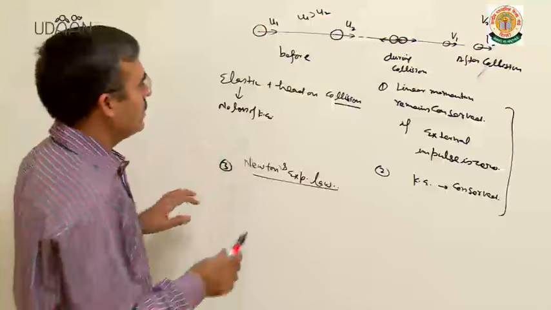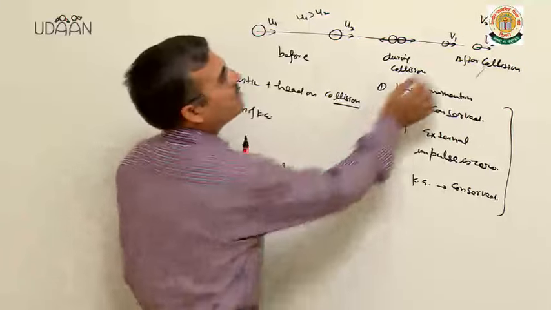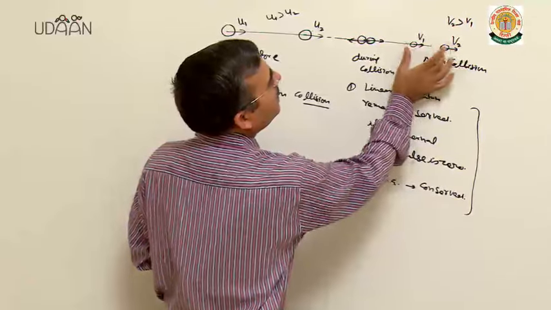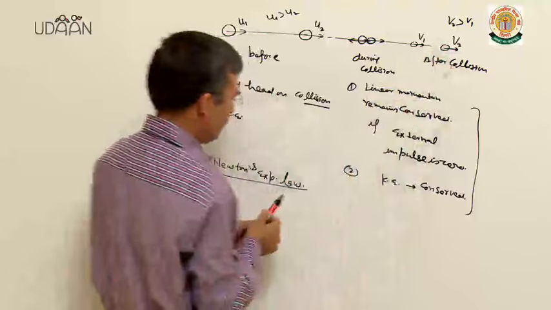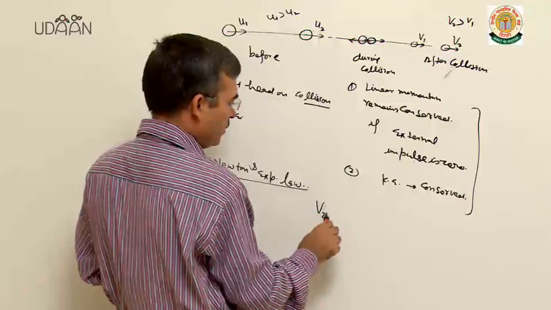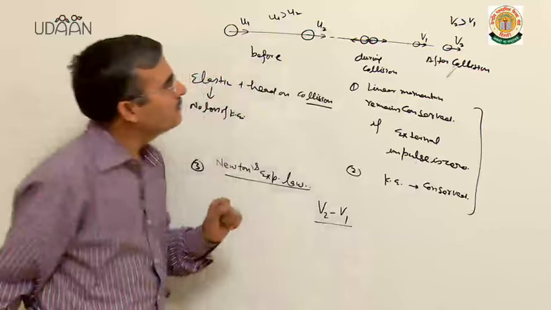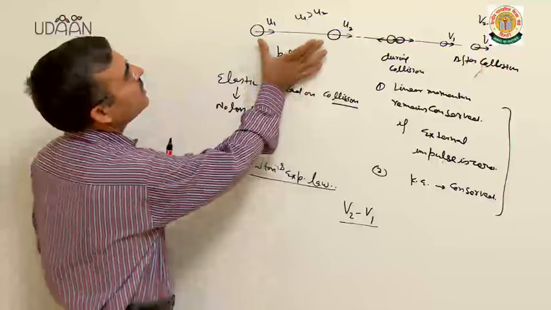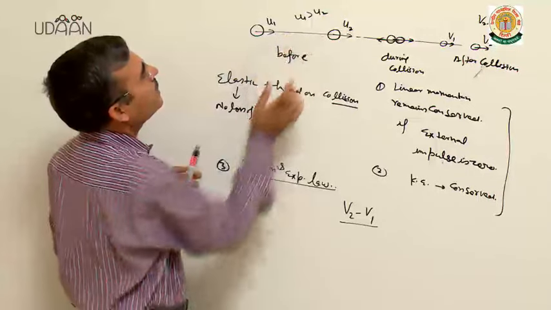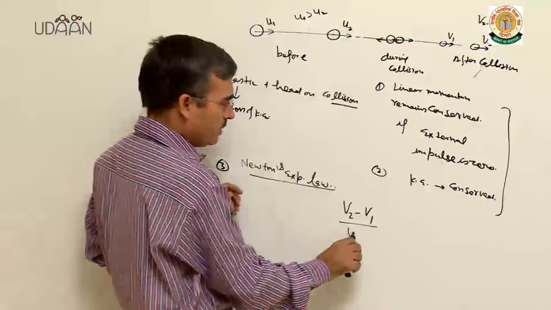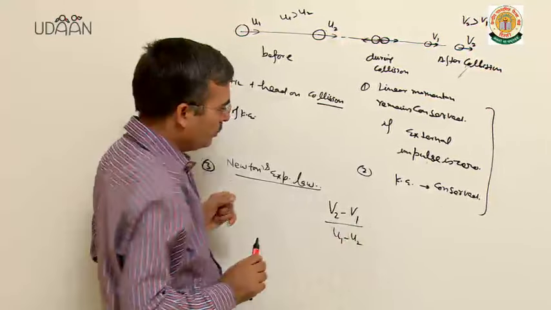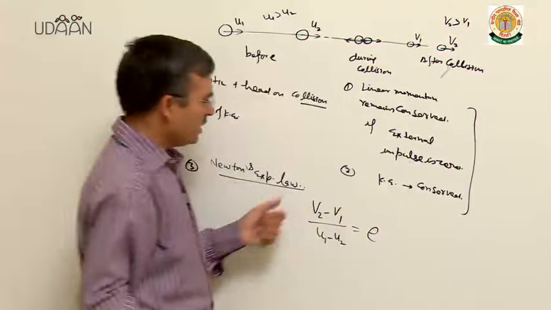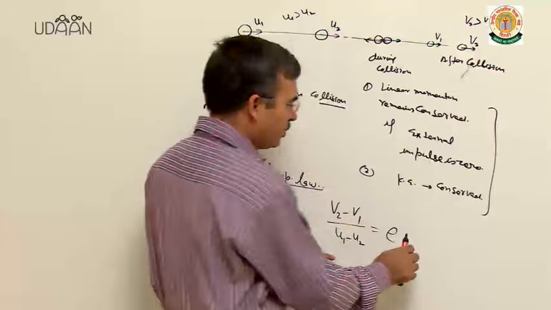Newton's experimental law is velocity of separation. At what rate will their separation increase? Relative velocity, that is v2 minus v1, divided by velocity of approach. At what rate is the gap between them decreasing? That is u1 minus u2. It remains constant. It is Newton's experimental law, and that constant is denoted by E.